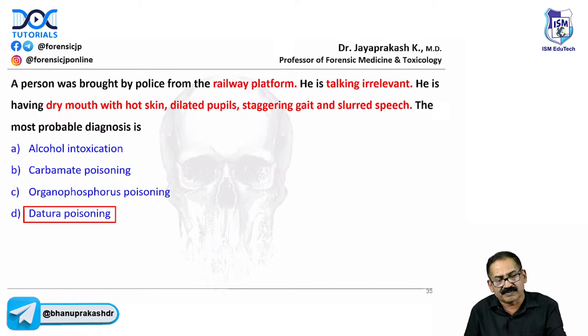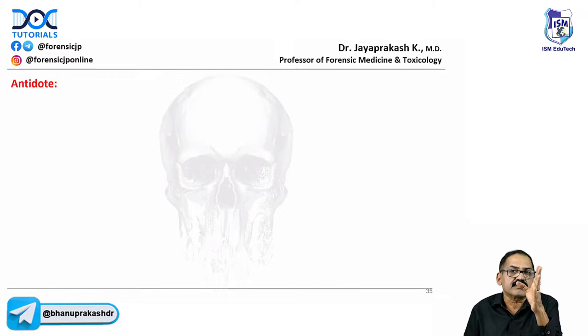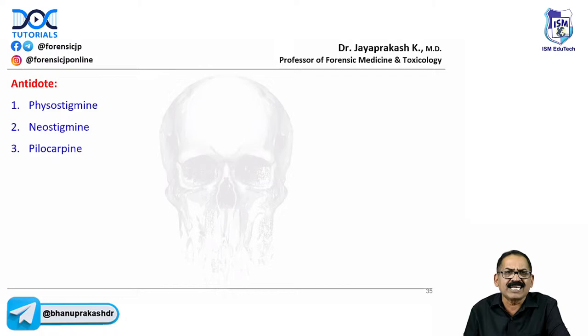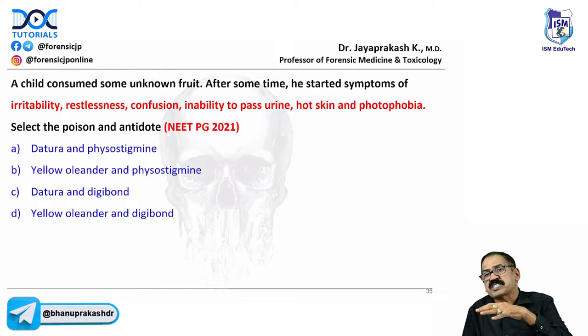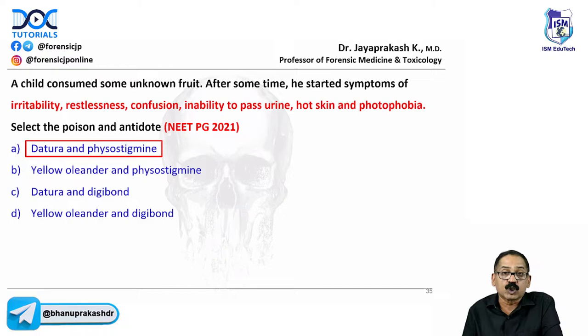Questions are easy. Antidote: physostigmine or neostigmine or pilocarpine. Anyone can be given. Anyone. Antidote, any of the above. A child consumes some unknown fruit, started symptoms: irritability, restlessness, confusion, inability to pass urine, dysuria, dry hot skin, photophobia, dilated pupil. Datura and physostigmine. Okay.